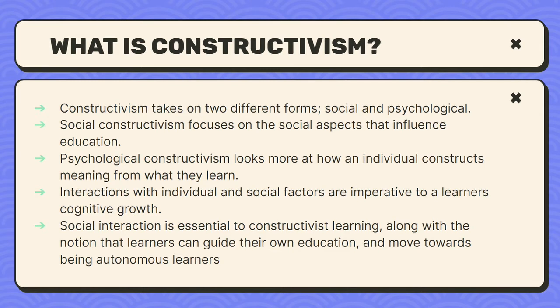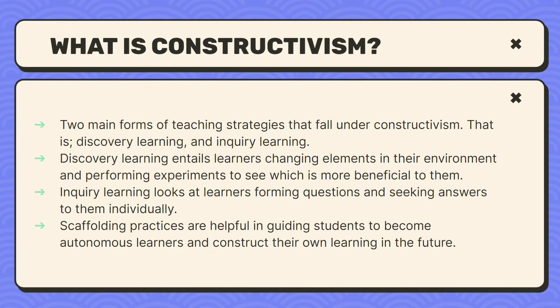Constructivism takes on 2 forms, social and psychological. Social constructivism focuses on the social aspects that influence education, whereas psychological constructivism looks more at how an individual creates meaning from what they learn. Social interaction is essential to constructivist learning, along with the notion that learners can guide their own education and move towards being autonomous learners.